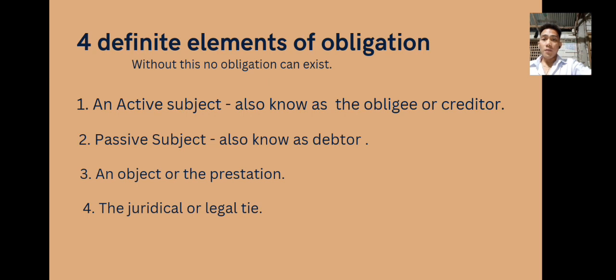There are four definite elements of obligations. Without these, no obligation can exist. These are the four elements of obligations. An active subject, also known as the obligee or creditor. Second is the passive subject, also known as the debtor. Third is the object or the prestation. And the last one is the juridical or legal tie.